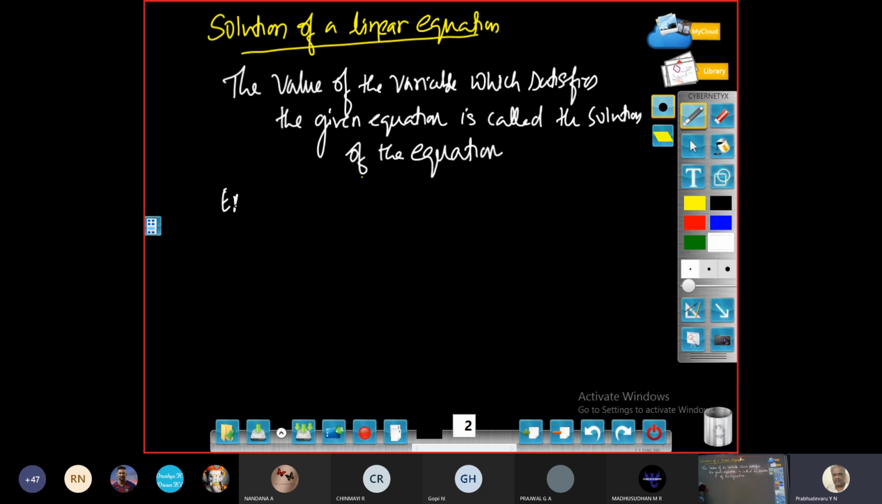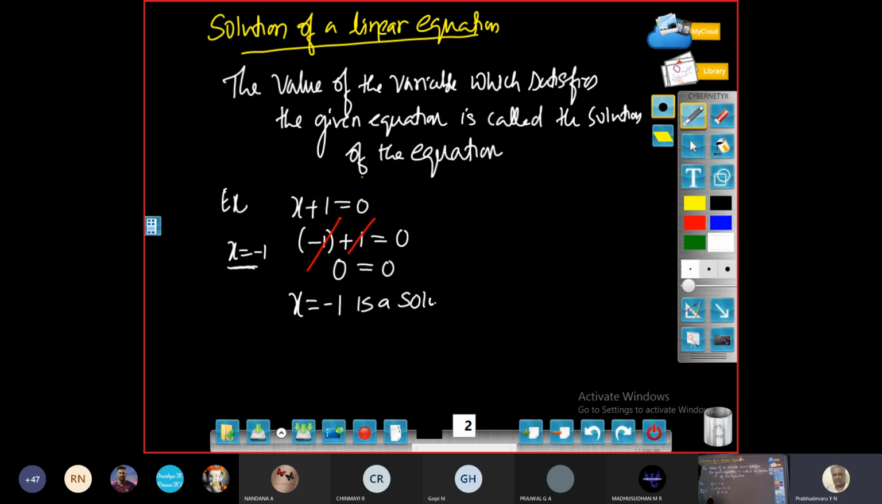For example, if I take x plus 1 is equal to 0, it's an equation in one variable. Which value of the variable makes this expression 0? If I write x is equal to minus 1, substitute x is equal to minus 1: minus 1 plus 1 is equal to 0. Left hand side is also 0, because minus 1 gets cancelled with plus 1. Therefore, x is equal to minus 1 is a solution of x plus 1 is equal to 0. This equation has only one, a unique solution.